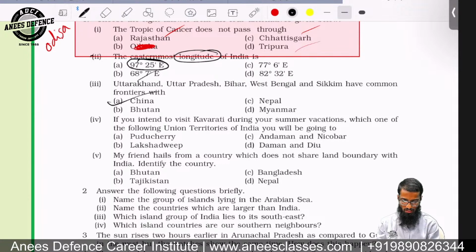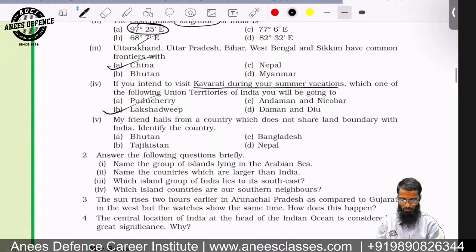If you intend to visit Kavaratti during your summer vacation, which of the following union territories will you be going to? It is in Lakshadweep. Kavaratti is in Lakshadweep. My friend hails from a country which does not share boundary with India. Identify the country. So Bhutan has a boundary, Bangladesh has a boundary, Nepal has a boundary, Tajikistan does not have any boundary. So that is the answer.